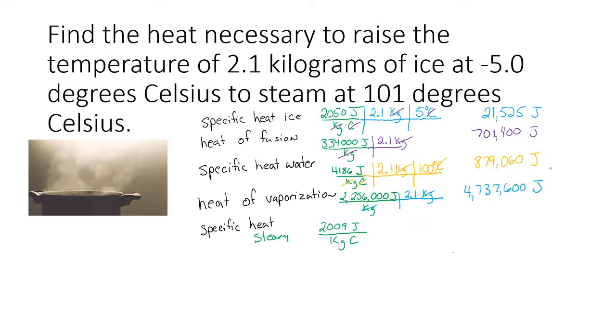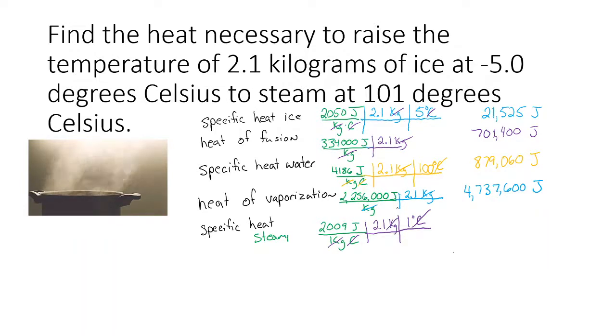Again, I said this yesterday, I'll say it again today. Part of this problem is to realize that in the process of converting an ice cube to steam, the majority of the energy is found in the boiling process, in the vaporization process. So then in order to convert the steam to 101 degrees, we're going to have to take 2.1 kilograms and multiply it by 1 degree Celsius. That eliminates our Celsius from the problem and our kilograms from the problem.